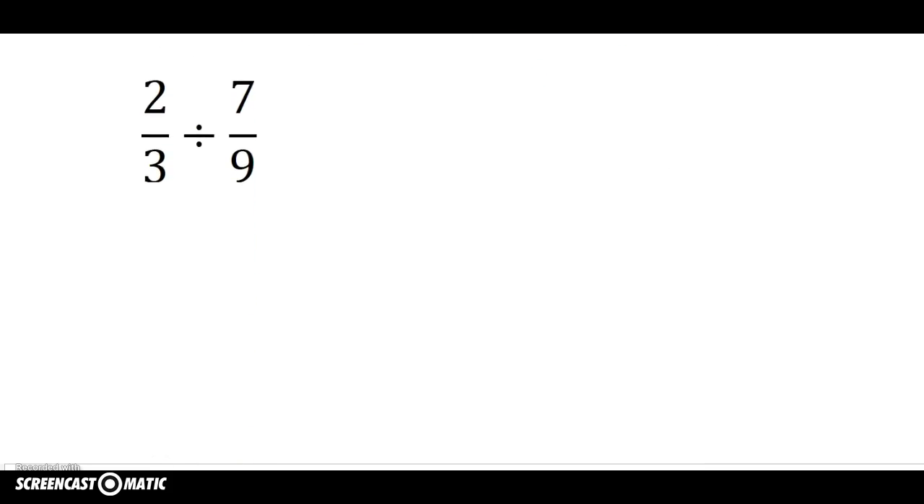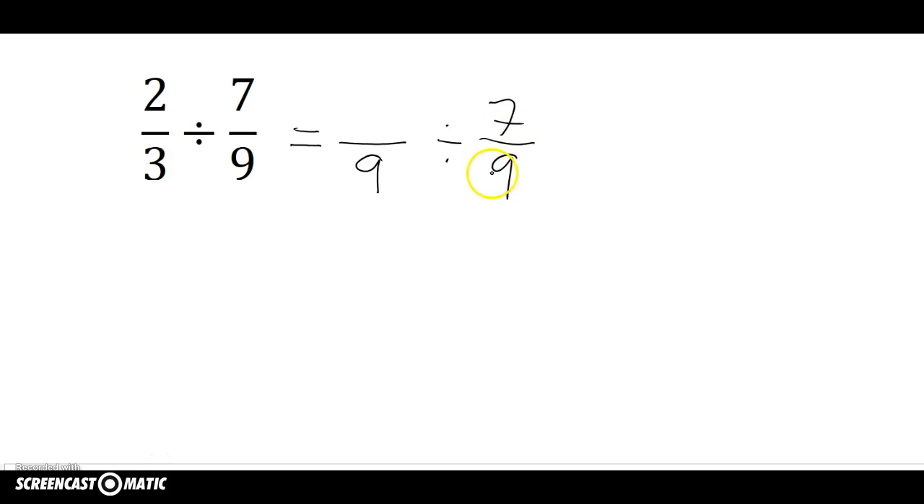So here I have 2/3 divided by 7/9. I'm going to follow the same process that I just did. I'm going to convert these into like fractions. So the first thing is I need to find the lowest common denominator, which in this case is 9. Now my 7/9 is already in 9ths, so I'm simply going to rewrite it. But I can see that 3 times 3 gives me 9. So I need to multiply this 2 times 3 to get 6.